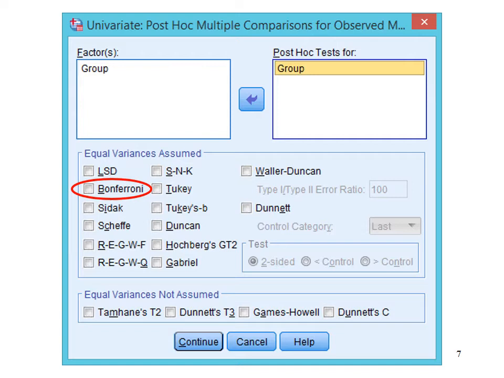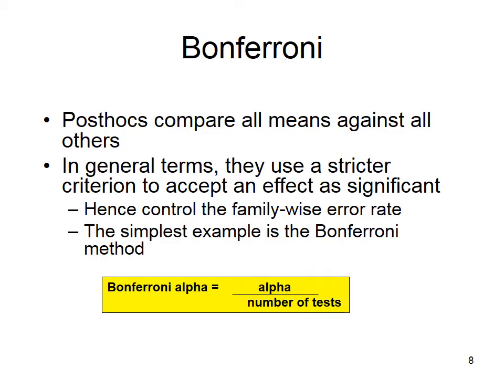The first one is Bonferroni. The reason I put that one first is because it's the one that we've already talked about the most, and it's widely used, so let's just formalize it a little bit. Bonferroni simply calculates a new pairwise alpha to keep the family-wise alpha value at 0.05.